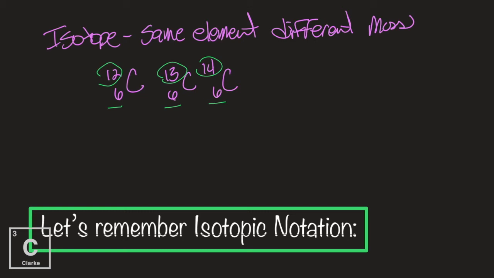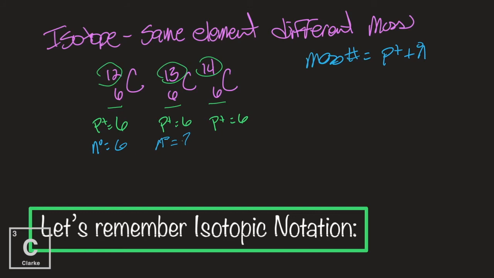They're isotopes of each other. They all have the same number of protons. They each have 6 protons, but since their mass numbers are different, they have different numbers of neutrons. Now remember, mass number is the protons plus the neutrons. If I want to get the neutrons, I need to subtract. 12 minus 6 is 6. The number of neutrons here would be 7, and the number of neutrons here would be 8. So isotopes, same elements of each other, different mass numbers because they have different number of neutrons.